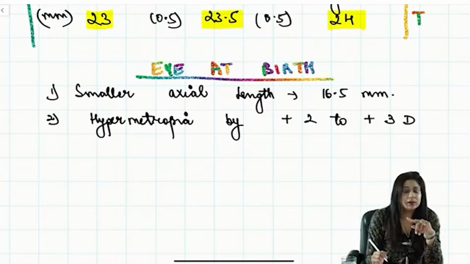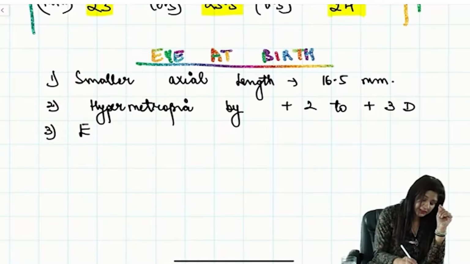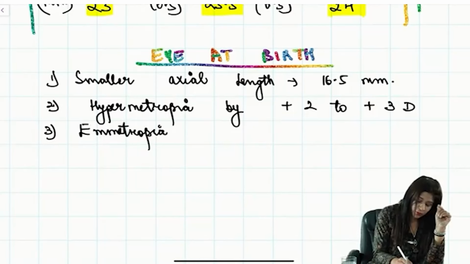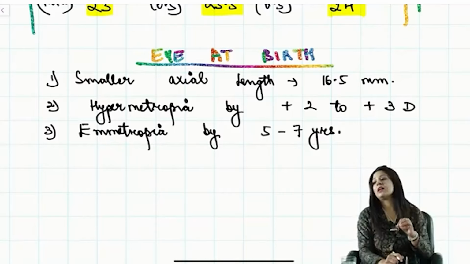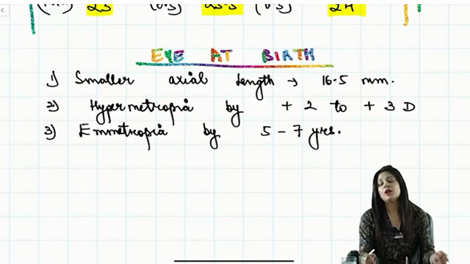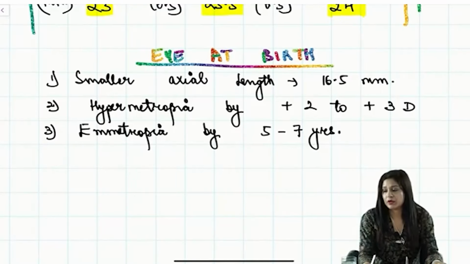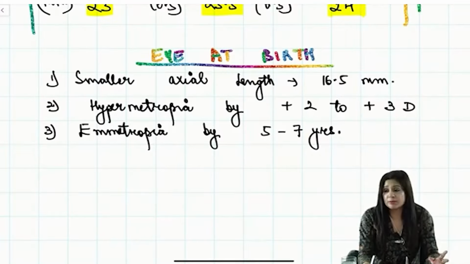+2 to +3, and slowly and gradually it will grow, it will achieve the adult size, and then हो जाएगा emmetropia. Emmetropia by 5 to 7 years. तो जो minimum age है at which emmetropia comes is 5 to 7 years. उससे पहले all the babies are hypermetropic. 1 year पे, 2 year, 3 year, 4 year, 5 year. We have a range. So some people may get emmetropia at 5 years, some at 6 years, some at 5.5, some at 7 years also.